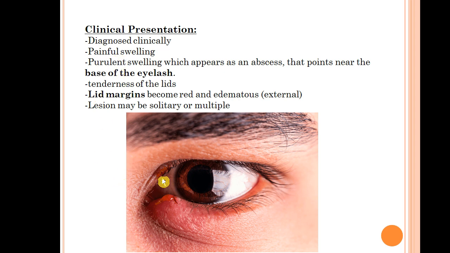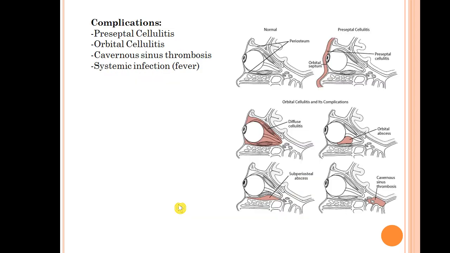So just remember these clinical points: there will be swelling, and this swelling will be painful. This swelling will produce pus, and this pus will usually present at the lid margin on the external side. Moving ahead, now let's talk about the complications. If you don't treat it, it may lead to preseptal cellulitis or orbital cellulitis.